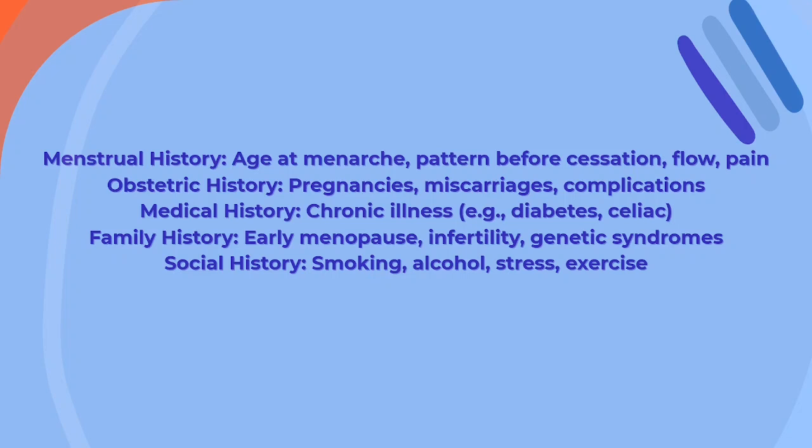Okay, next, just a recap. For the menstrual history, you're asking, what age did the period start? Were they regular or irregular before they stopped? Was there any pain during the period, or pain during intercourse? Ask about pregnancies, miscarriages. Were there any complications during the pregnancy or during childbirth, such as heavy bleeding or inability to breastfeed after it? Ask about medical conditions. Ask about family history. And social history is important in every case of LCC. Ask about smoking, alcohol, any stress, any recent changes in diet and exercise.